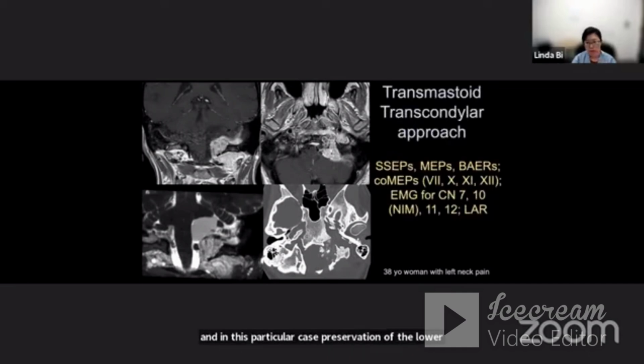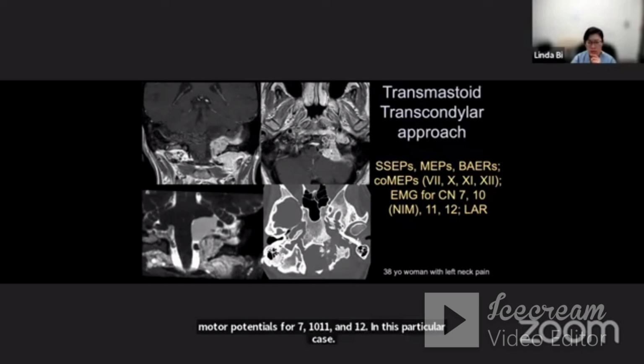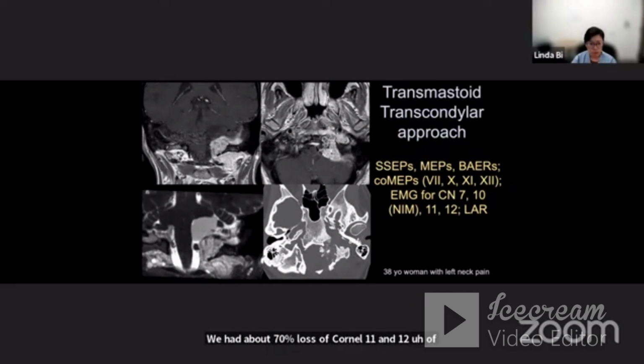And so for me, pursuing a transmastoid transcondylar approach, although I did extensive monitoring of both somatosensory and motor evoked potentials, BAERs, the focus really is on EMG, not only of 7 as a control up above because of this intradural cystic component, but also of 10 using a NIM tube, 11, 12, laryngeal adductor reflex to look for that circuit, and corticobulbar motor evoked potentials for 7, 10, 11, and 12. In this particular case, we had about 70% loss of cranial nerve 11 and 12 corticobulbar motor evoked potentials, which is not perhaps surprising given the stuckness of this calcific tumor in that region.